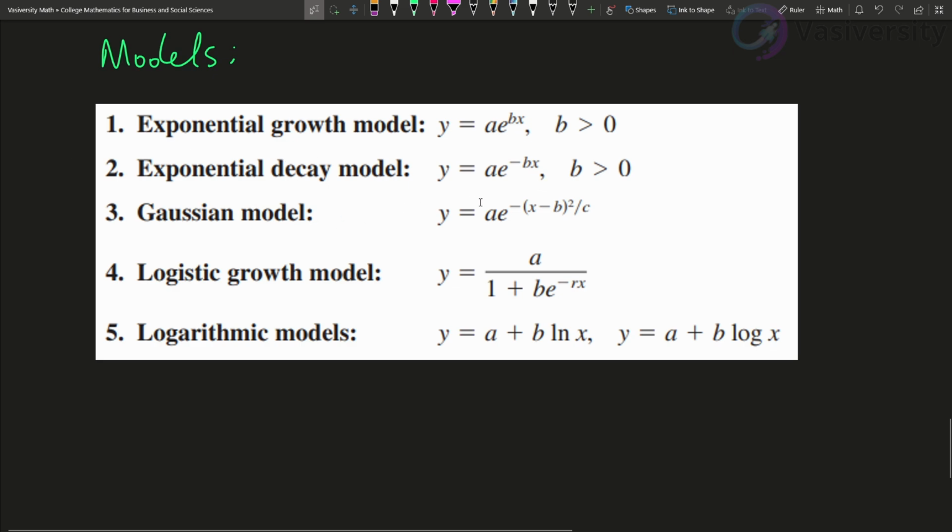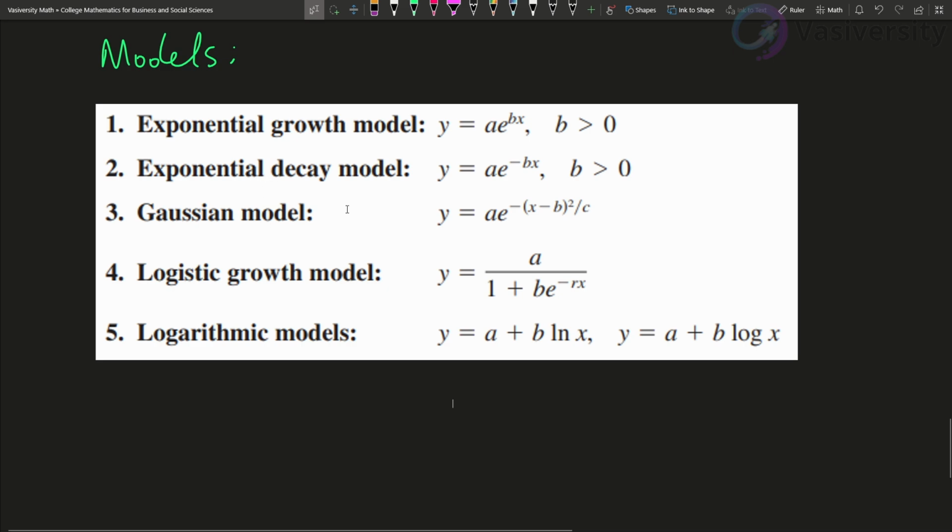Then the Gaussian model. The Gaussian model is used in statistics. You probably have heard before of a Gaussian distribution. Every time a survey is done or some kind of statistics is taken, we can sometimes approximate it by using a Gaussian model or a Gaussian distribution, right? And if you do not know that, you can check out a video on statistics, link in the description.